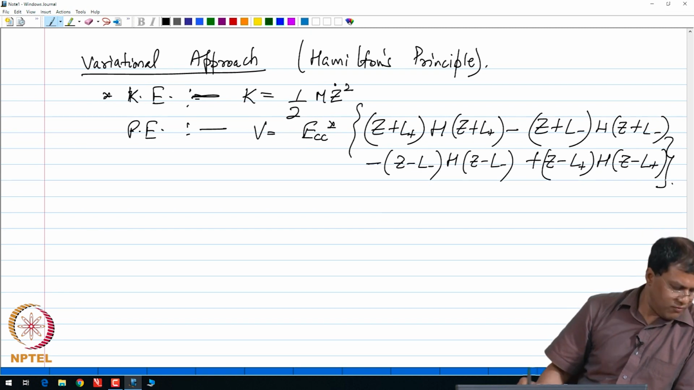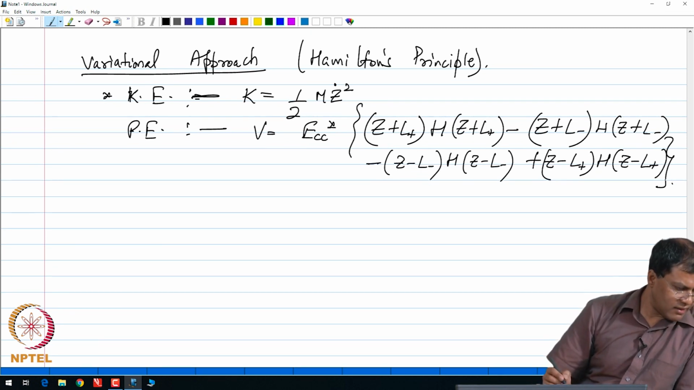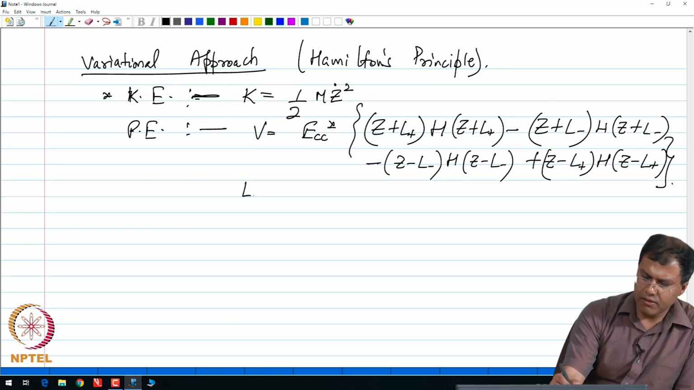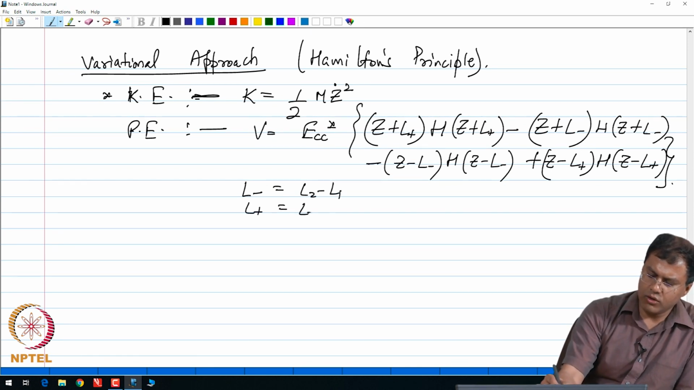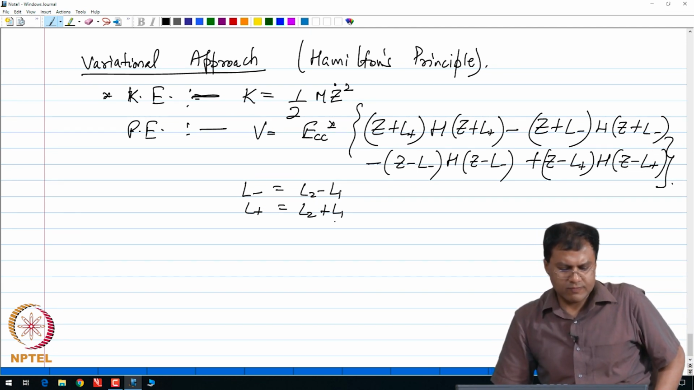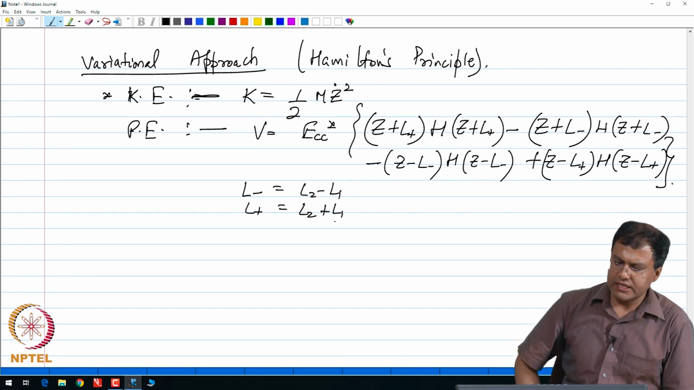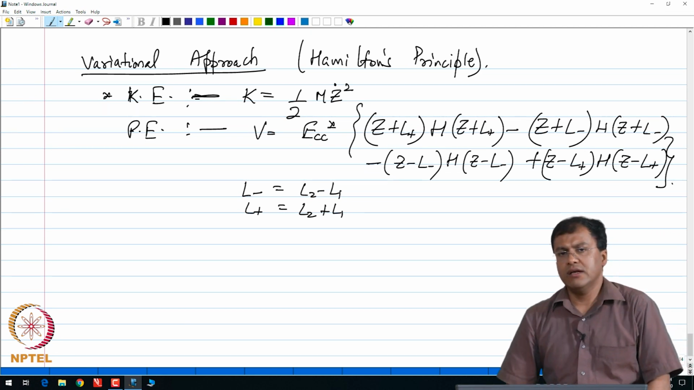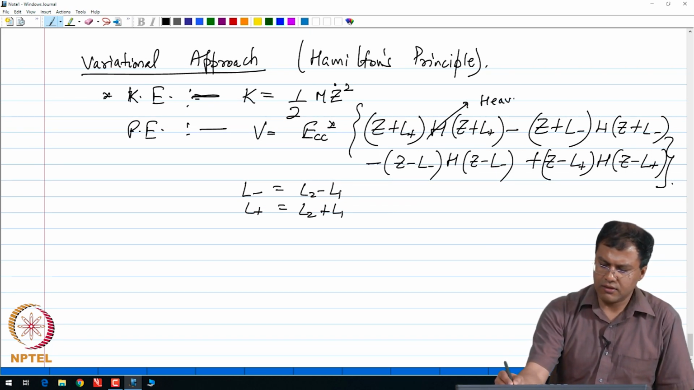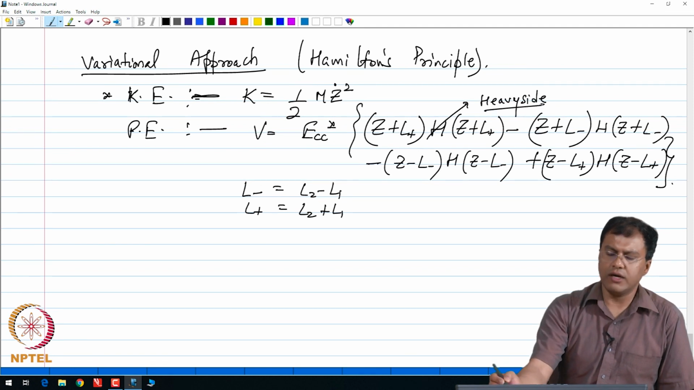And that is my potential, where my L minus and my L plus are going to be, well, we need to write down what L minus and L plus are. L minus is L 2 minus L 1 and L plus is L 2 plus L 1. So this is the potential energy completely written in a single expression using my Heaviside function, with the usual definition.